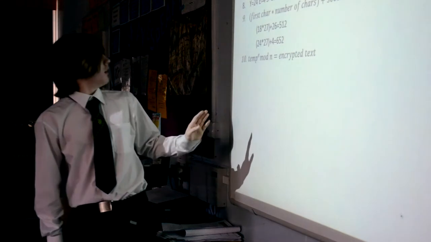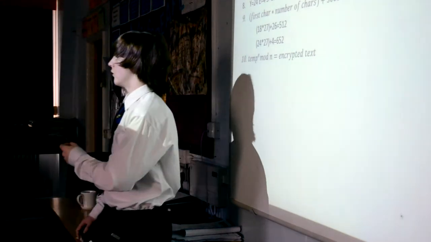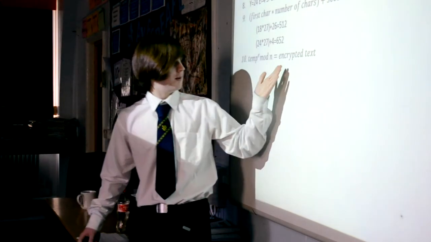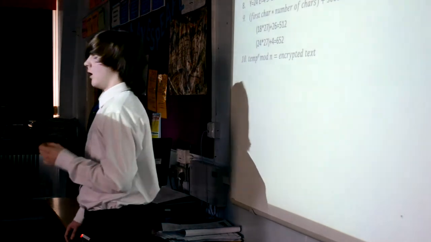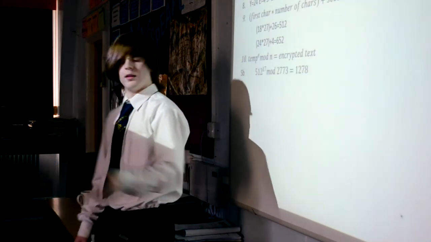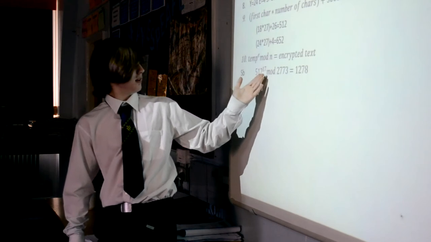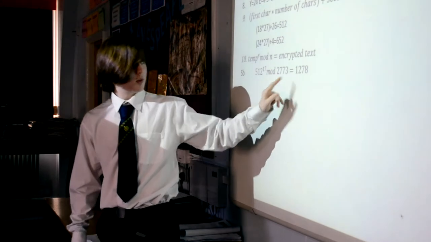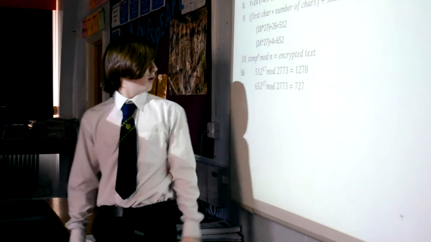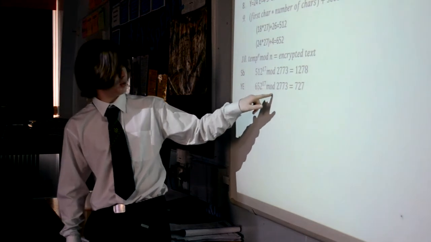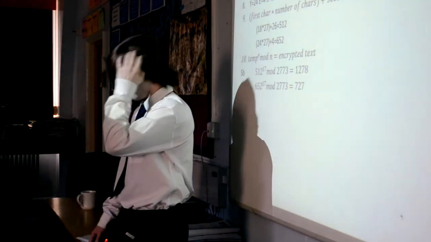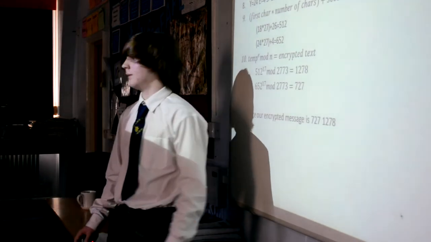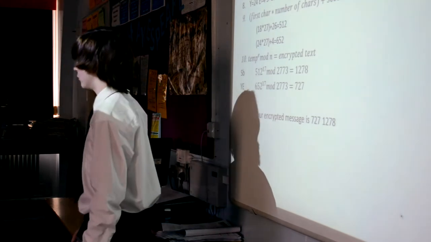Now, we need to put temp to the power of E, and E stands for encrypt, and that's the public key, so the encrypting party has this key, and then we mod it by N, and that gives us our encrypted text. We use D to decrypt, and we'll see that in a second. So we take 512 to the power of 17, which is our YE, and we mod that by 2773, which gives us 1278. Then we take 652 to the power of 17, and mod it by 2773, and that gives us 727. So our encrypted text is 727, 1278, which, if someone came across, probably wouldn't mean much to anyone.